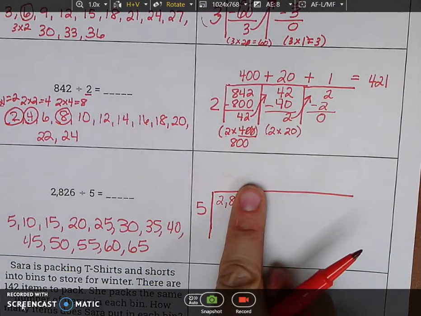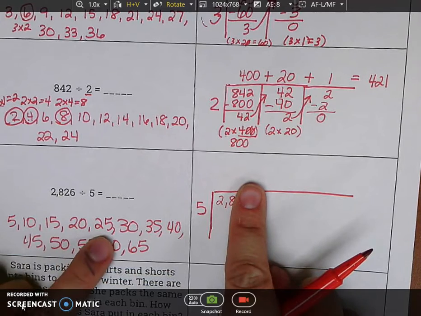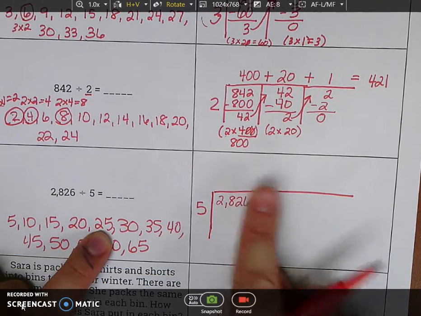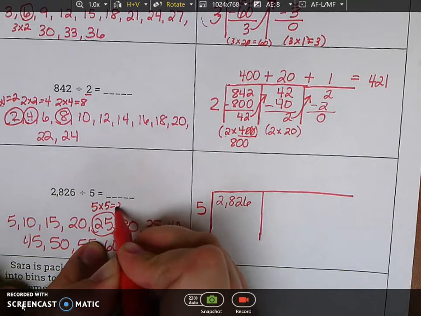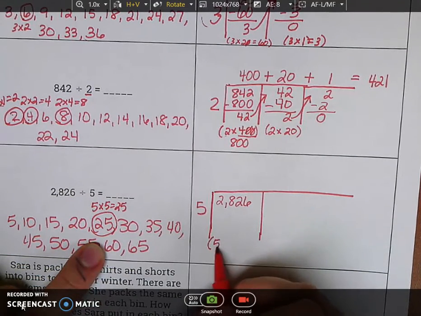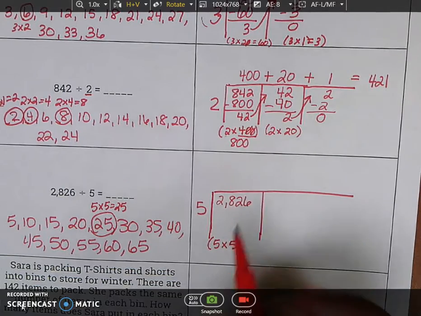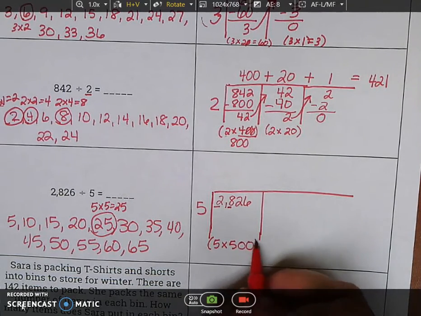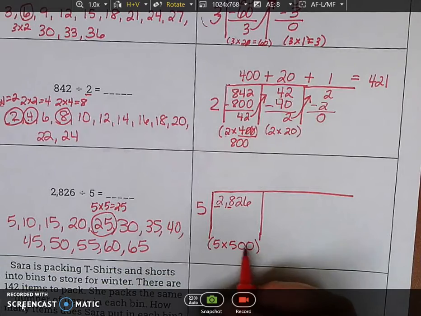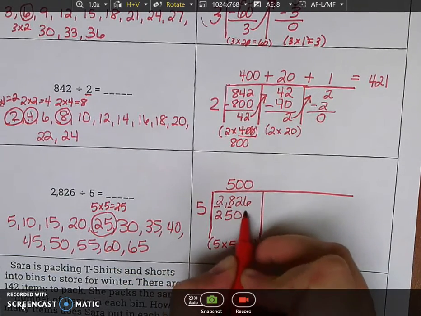So I'm just going to start with 28. How close can I get to 28? If I look, I can get 25, which would be 5 times 5 is 25. But I don't want to do just 5 times 5, because the 2 is in the thousand spot and the 8 is in the hundred spot. So I want to do 500. So 5 times 500 is 2,500.